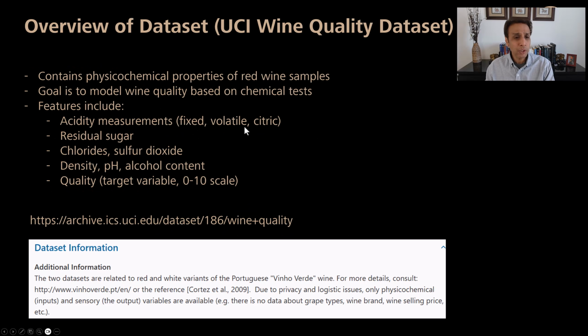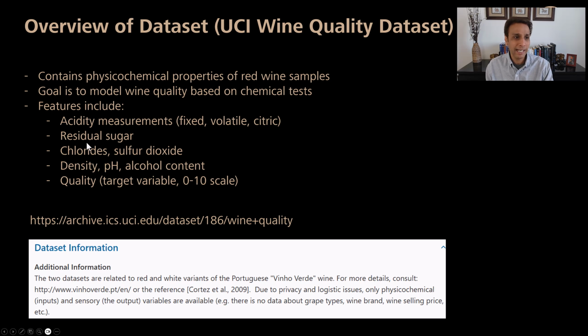Now, before jumping into code, I just want to summarize the data set that we're going to look at. It's again one of the UC Irvine data sets, and this one's called the Wine Quality Dataset. It's one of the famous ones, like the heart disease data we worked with. Similarly, wine quality is another data set that machine learning enthusiasts like to explore, and it contains physicochemical properties of red wine samples.